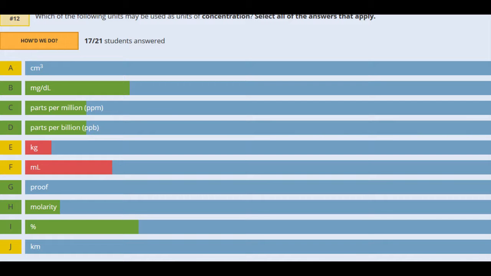Now, nobody picked proof. That's because you're all underage, right? But where do we find proof? Alcohol content? Yeah, alcoholic content, exactly. Not that you practice it, right? Anybody know what the proof is, though? Just opposite, not half, but twice. The percentage is half of the proof.